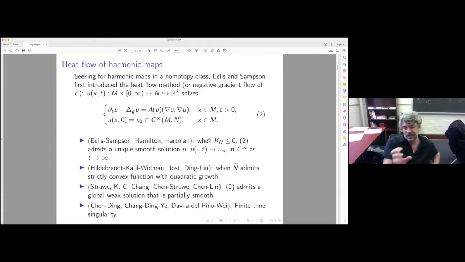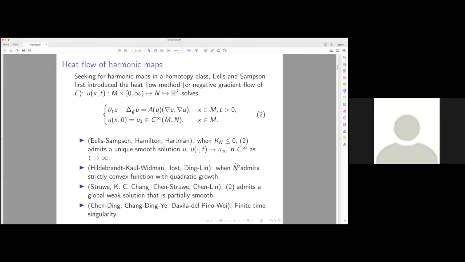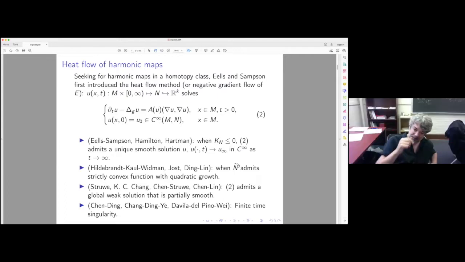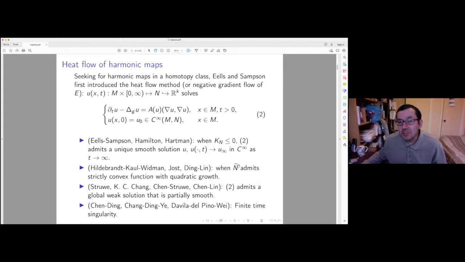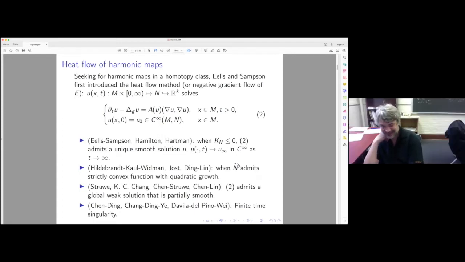You can relax it a little bit by admitting that the universal cover of the target admits a strictly convex function with a good non-negative, or non-positive? Non-positive, sorry. Non-positive, okay. Contrary to several problems, the negative case is the favorable one for the target.